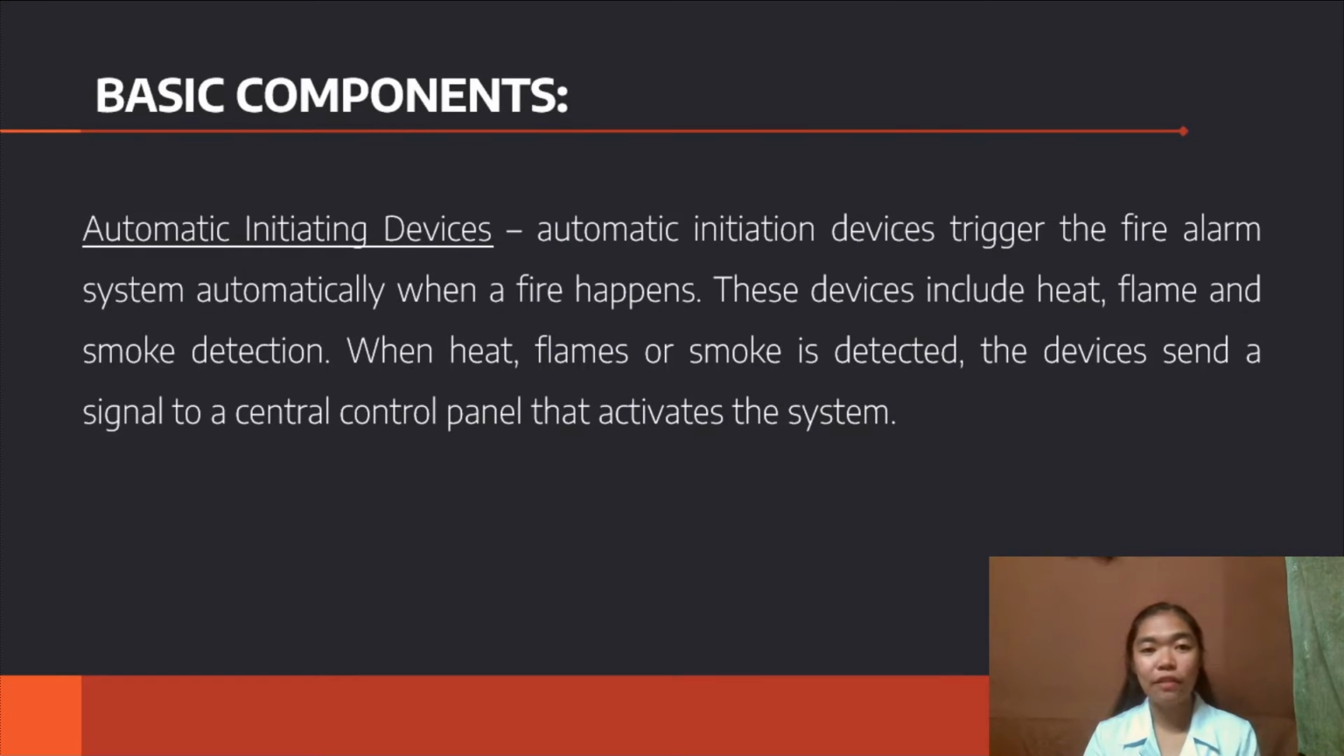Automatic initiating devices. These devices trigger the fire alarm system automatically when a fire happens. These devices include heat, flame, and smoke detection. When heat, flames, or smoke is detected, the devices send a signal to a central control panel that activates the system.